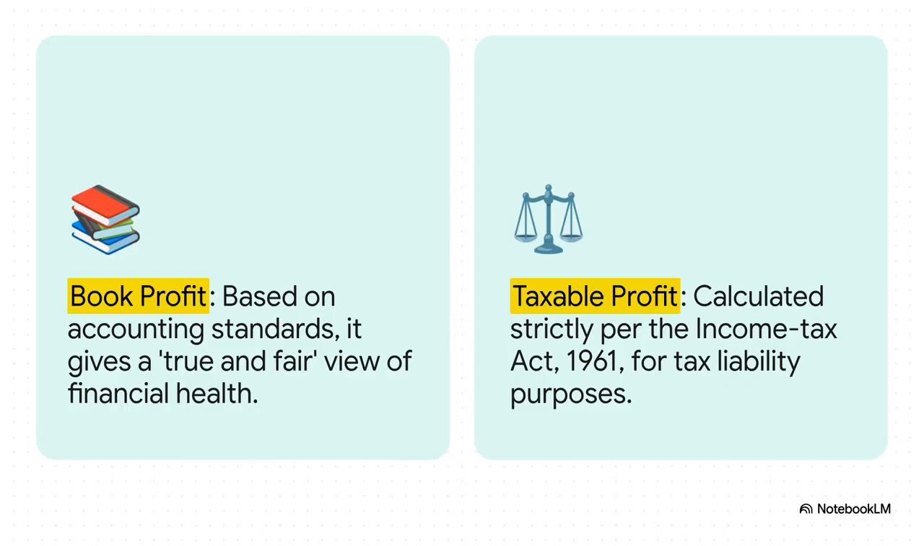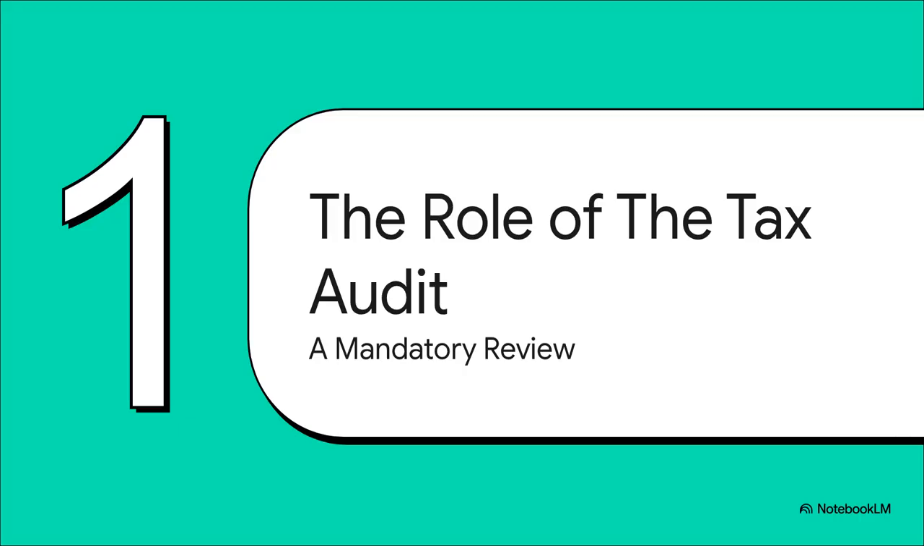Well, the answer is you're kind of playing two different games at the same time, each with its own rulebook. Your book profit is all about standard accounting principles, giving a true and fair view of your business's health. But taxable profit, that's a whole different beast, calculated strictly according to the Income Tax Act. And the bridge between these two worlds, the process that gets you to that final taxable number, is the tax audit.